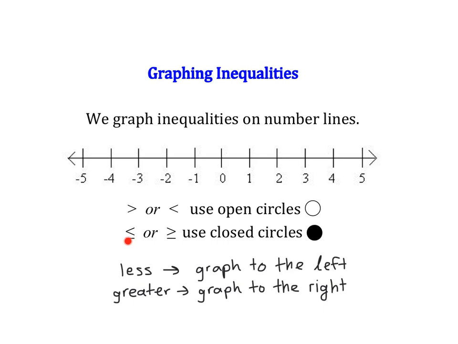But if you're working with less than or equal to, or greater than or equal to, you need to use a closed circle to show that it's part of the solution. Once you have your circle placed, you have to decide which side to graph your answers. So if you're working with less than, you're going to graph the numbers to the left because those are the numbers that are smaller. But if you're working with greater than, you're going to graph the numbers to the right. And you do that just by tracing an arrow to either the left or the right.